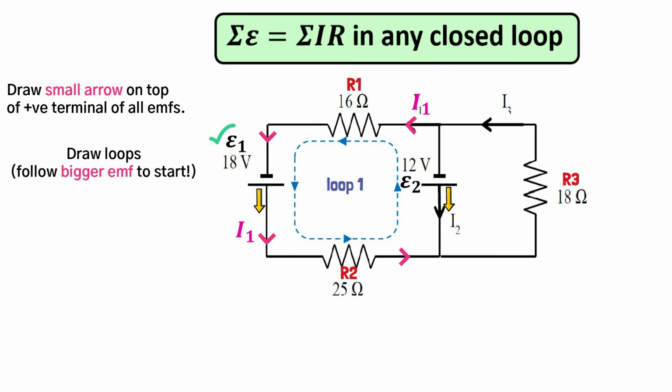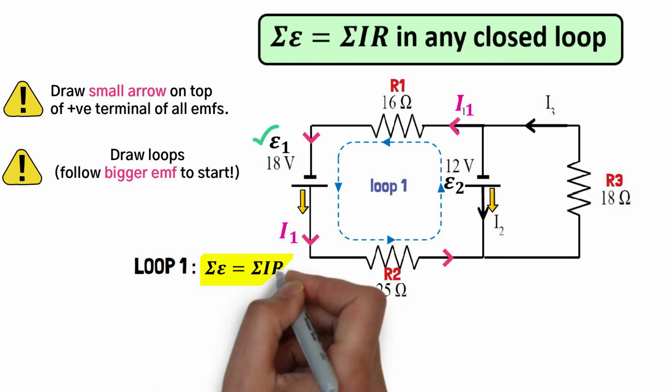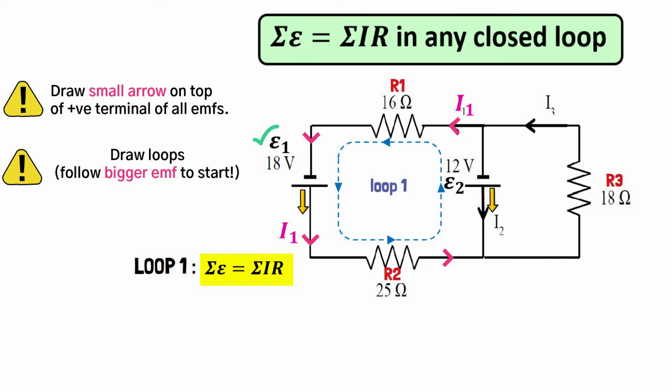Sekarang jom kita tulis equation berdasarkan voltage rule kita untuk loop yang pertama, where in loop 1, total EMF is equal to total IR. Sekarang jom kita lihat ada 2 EMF dalam loop yang pertama kan? Jadi kita kena totalkan semua EMF tersebut. Dan bila kita lihat pula ada berapa resistor dalam loop yang pertama? Ya, betul. Kita nampak ada 2 resistor dalam loop yang pertama iaitu R1 dan juga R2.